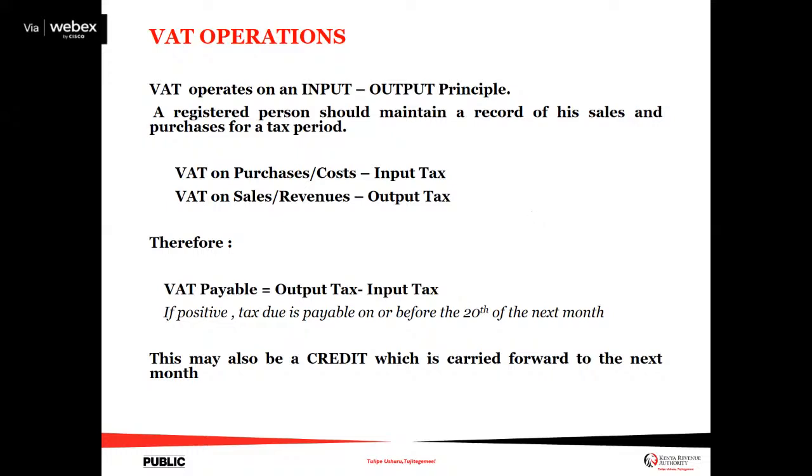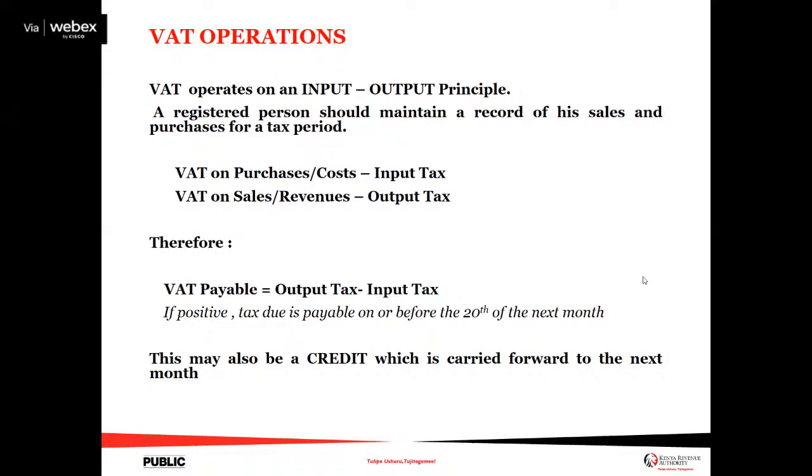So in short, what are we saying? For you to determine how much VAT you're supposed to pay, we say VAT payable is equal to the output VAT, the VAT that you've charged your final consumer, minus the input VAT, the VAT that you are charged. And please remember, if this calculation becomes positive, then it means tax is due and is payable on or before 20th of the next month.